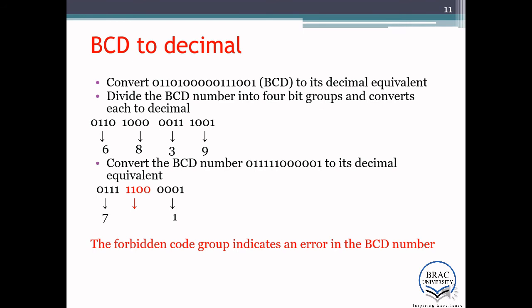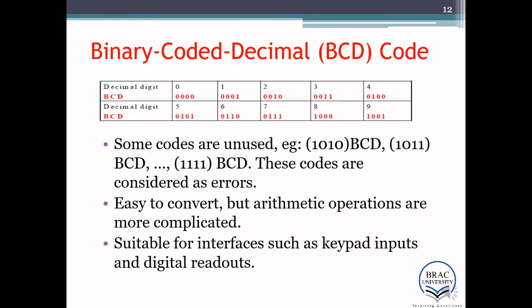So you can represent 0 to 9. This is 0 to 9 decimal and the red color is the equivalent BCD, right? But 10 to 15, 10 means 1010, 15 means 1111. So these 6 numbers are unused in BCD. These codes are considered as error. The advantage is it is easy to convert, but arithmetic operations are more complicated. It is suitable for interfaces such as keypad inputs and digital readouts.